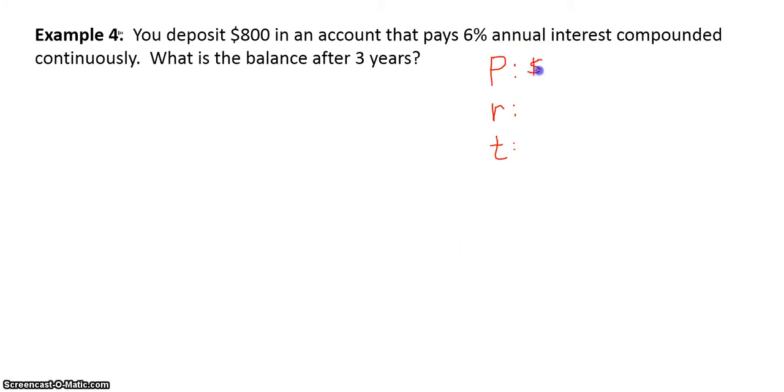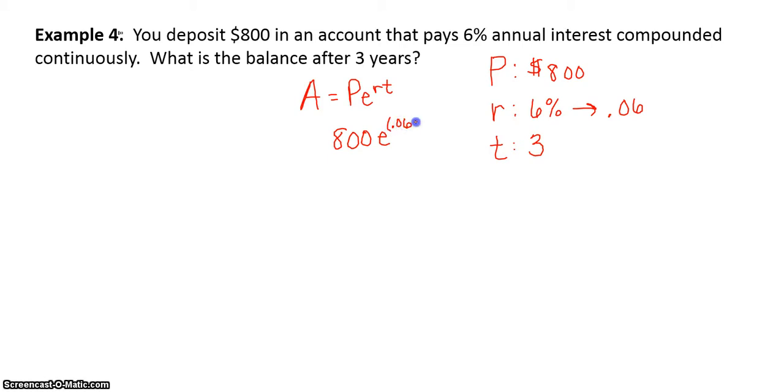So the principal should be $800. The rate was 6%, which changes to 0.06 because you take the decimal and move it to the left. That's how you change percents to a decimal. And then the time is going to be 3 years. So then we're just going to plug it into this formula, the PERT formula. You're going to need to show your work, and basically you're just showing me what you are plugging into the calculator. So P is 800 times E, and in the exponent you should have both of these, 0.06 times 3. Okay, so let's go and practice plugging this in.